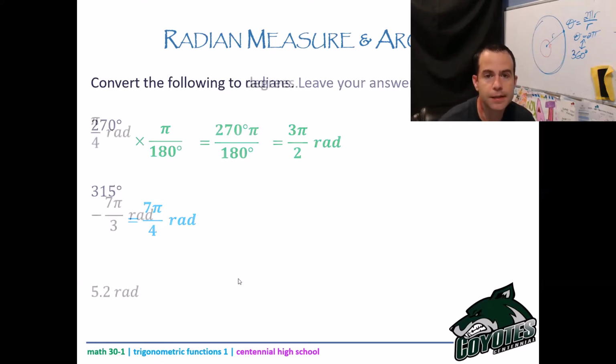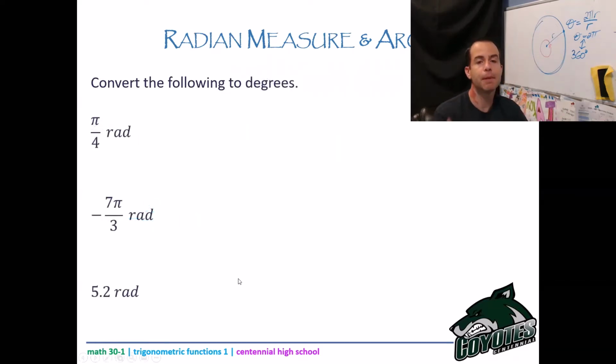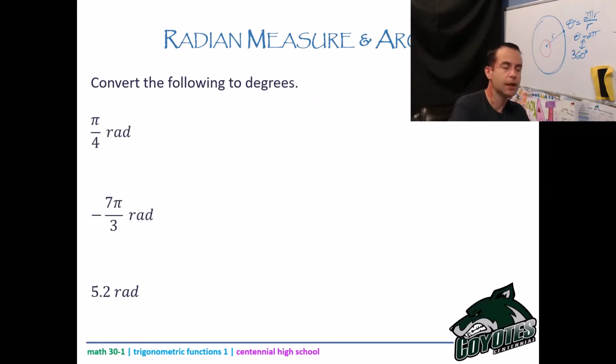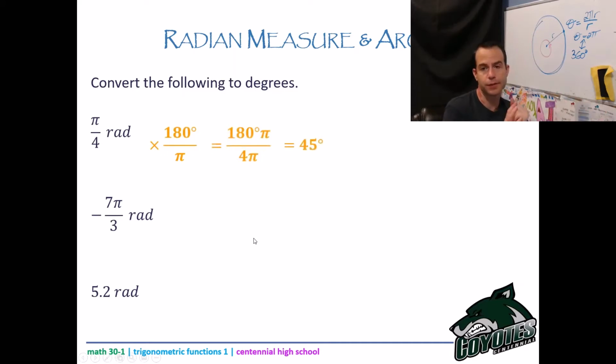Okay, let's go the other way. So now I have pi over 4 radians. My conversion factor flips, right? Now I'm going to multiply by 180 degrees over pi. That way my pi's will divide out, and I'm looking at 180 over 4. So 180 over 4 becomes 45 degrees. Don't forget your degree symbol there.